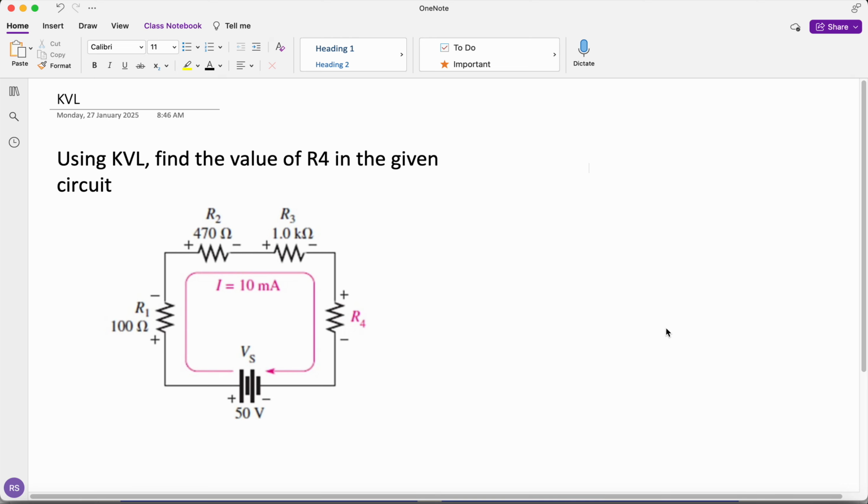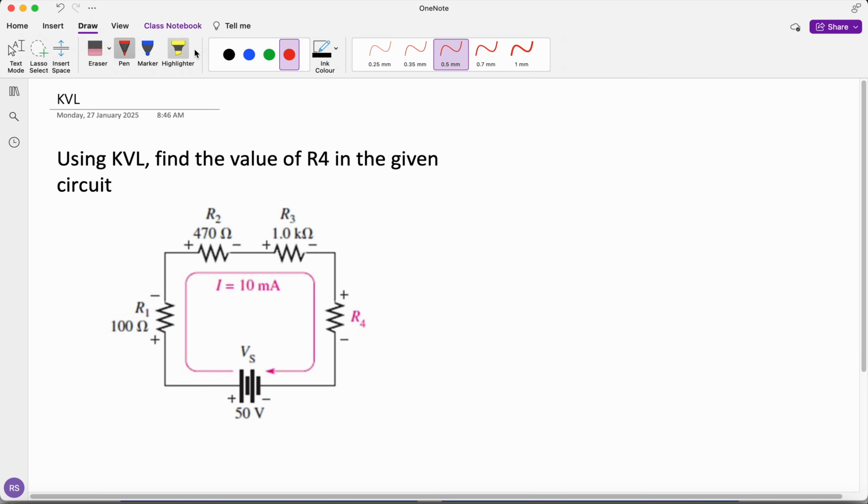So in this video, we're going to be looking at how to use KVL to find the value of R4 in the given circuit. KVL basically means that we draw a loop in the circuit to assume an initial current flow, and from there we can come up with the expression. The rule of KVL basically says that the sum of the source voltages in the circuit will be equal to the sum of all the voltage drops across all the components in the circuit.